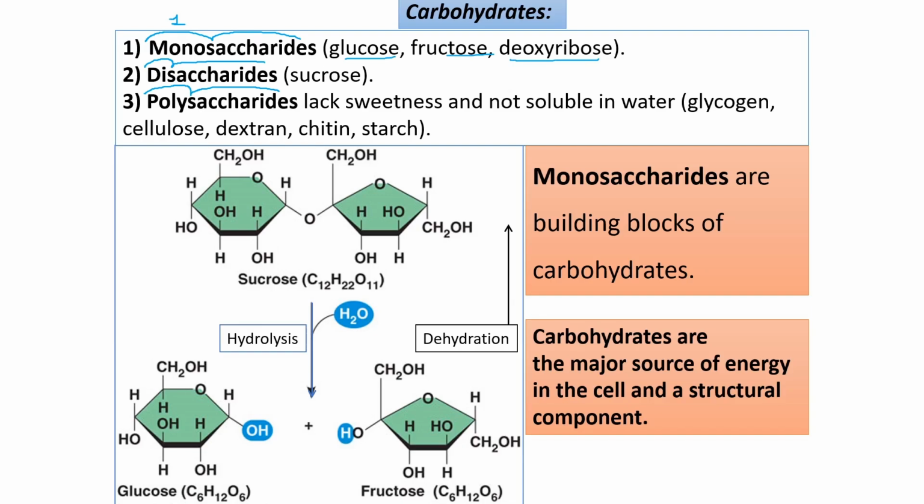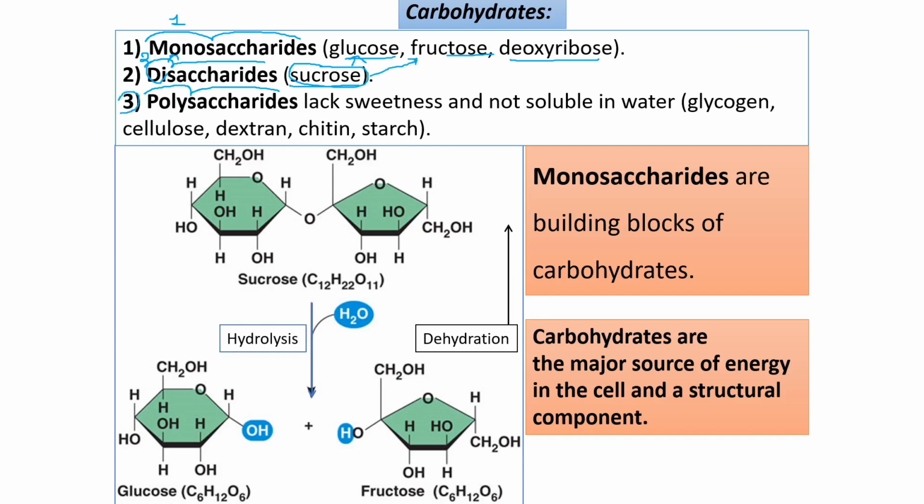And for disaccharide, di means 2. Example: sucrose. A disaccharide is made up of 2 monosaccharides. So for example, sucrose is made of glucose and fructose.